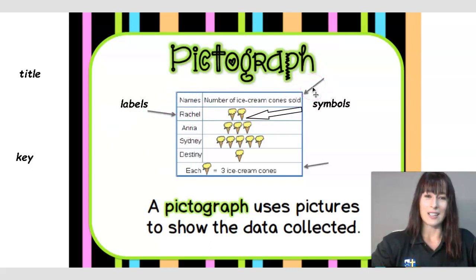Let's see. The one on top, I remember because I made a connection to reading. So the one on top, it's telling me what it's about. So it's going to be the title, because the title tells us what it's about. Now I remember this part. It's the most important one, the one I need to remember, and that is the key, right?